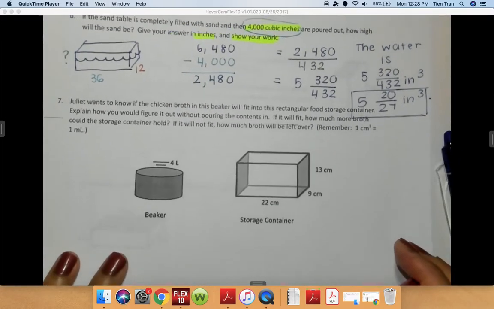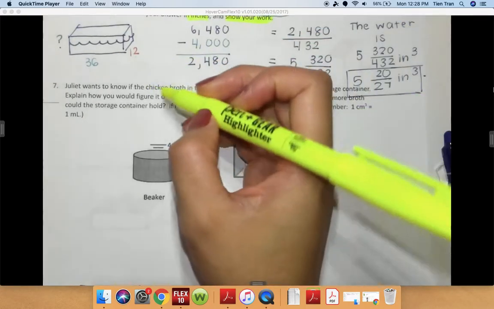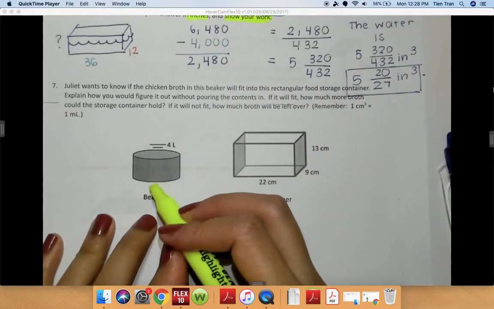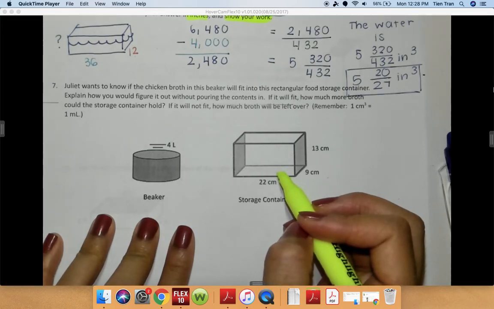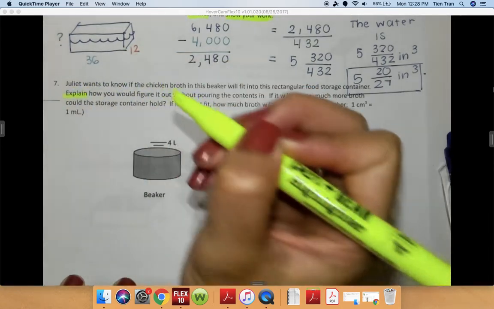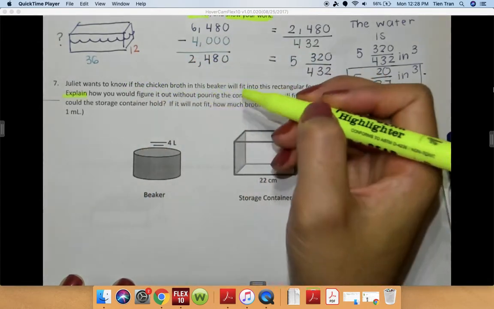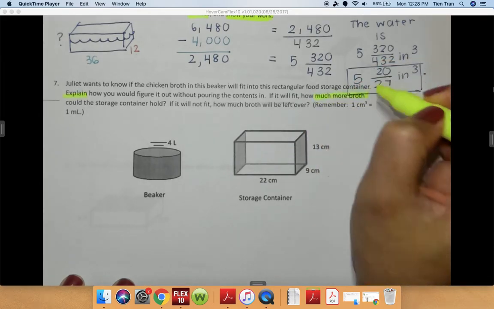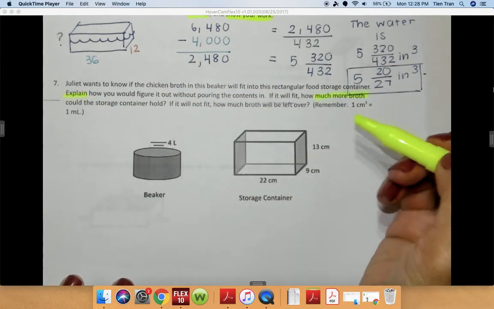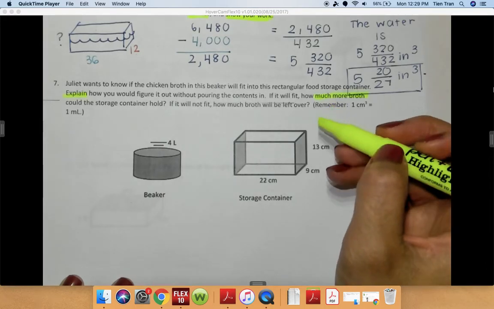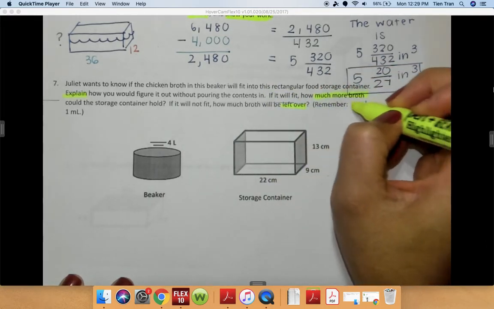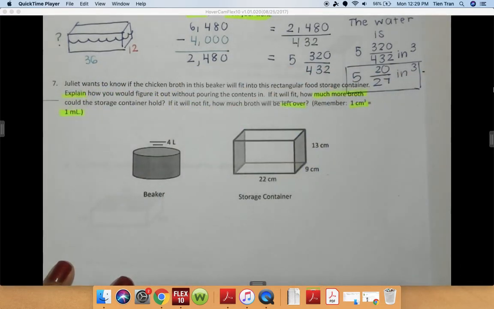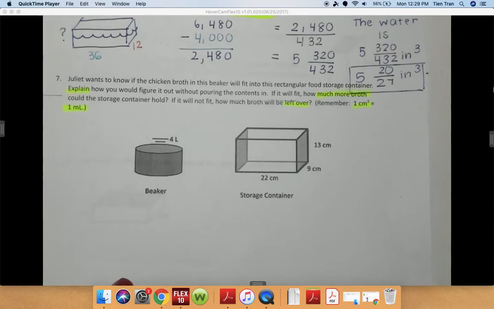Problem 7. Juliet wants to know if the chicken broth in the beaker will fit into the rectangular food storage container. So this is the beaker, and this is the rectangular food storage container. Explain, meaning you have to write a sentence, how you would figure it out without pouring the contents in. If it fits, how much more broth could the storage container hold? If it will not fit, how much more broth will be left over? Remember, 1 centimeter cubed is the same as 1 milliliter. So with that in mind, I'm going to solve the problem.